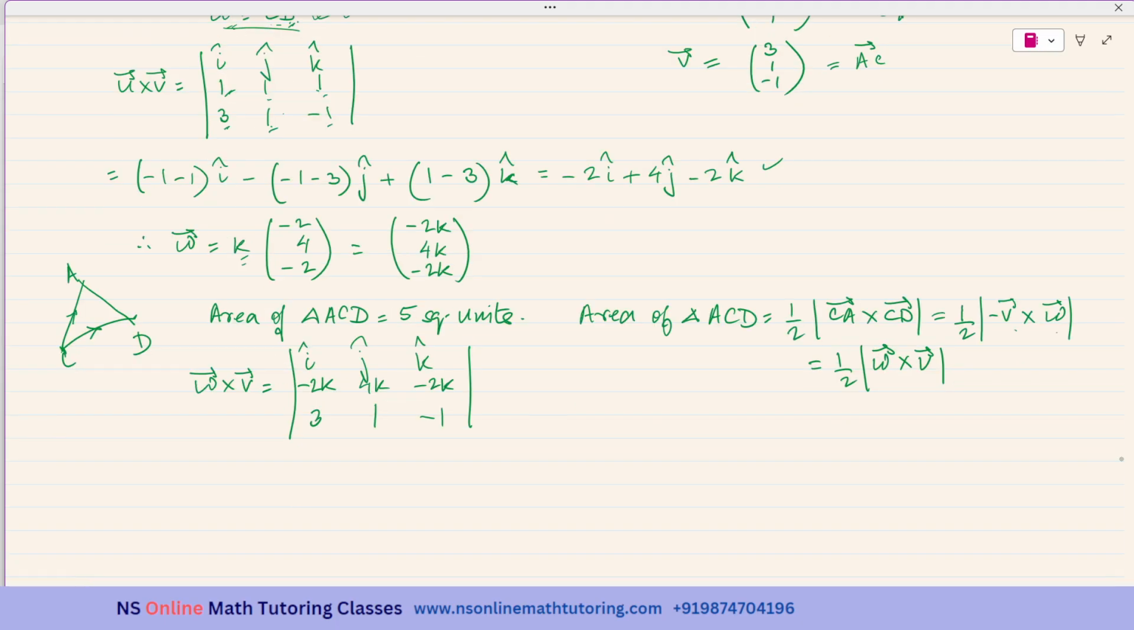So this is equal to, for i, 4k times negative 1 is negative 4k. And minus 1 times negative 2k is negative 2k, so minus of minus 2k is plus 2k. And then for j, minus 2k times minus 1 is plus 2k, and 3 times minus 2k is minus 6k. So it will be minus of minus 6k, it is plus 6k.